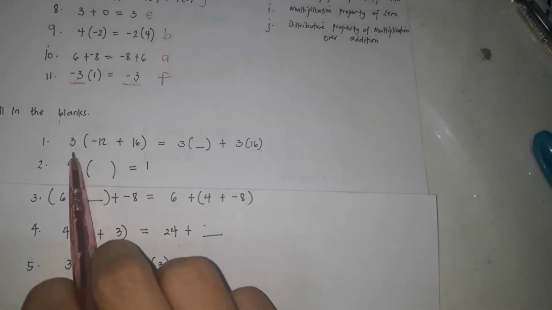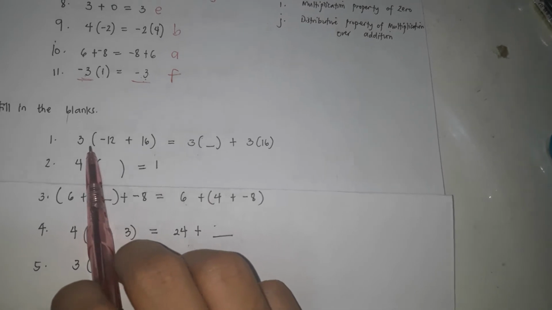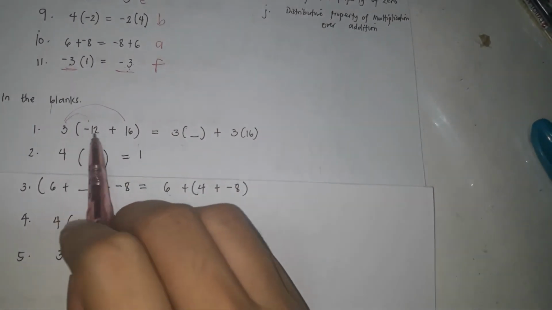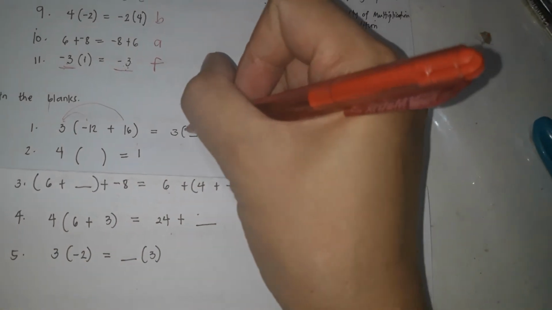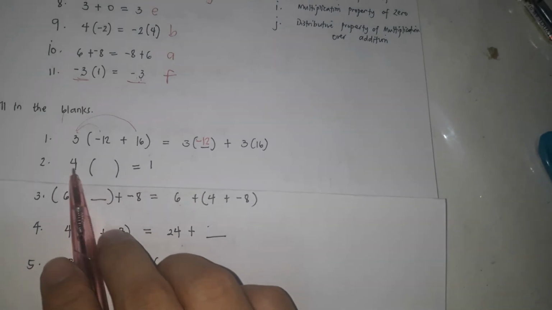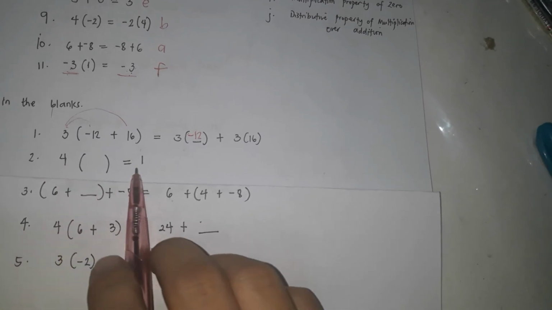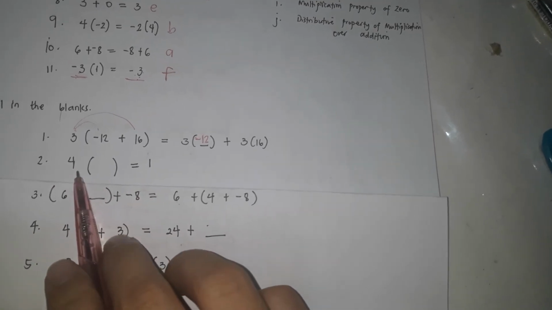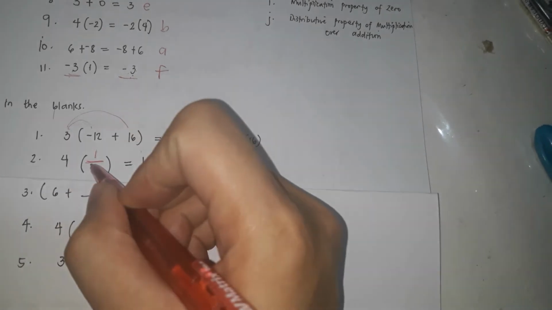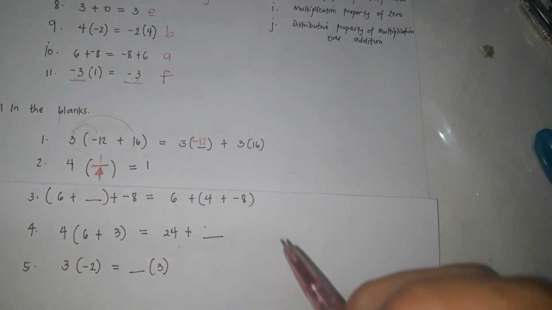So, 3 times negative 12 plus 16 is equal to what property is this? Yes, distributive property. So, distribute. So, magiging 3 times negative 12 plus 3 times 16. Very good. 4 times blank is equal to 1. Anong ang result nun? Ano dapat i-times mo sa 4 para ang result is 1? The reciprocal. Ibig sabihin, 1 over, copy mo yung number 4. 1 over 4. Very good.